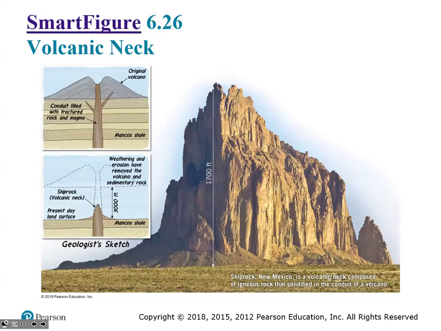So this is a volcanic neck. This is Shiprock in New Mexico. The idea is that in your original volcano, you have a conduit filled with fractured rock and magma. The whole thing gets eroded away, but that tube full of magma is more resistant to erosion and weathering than the surroundings, so it remains. You get something like Shiprock.